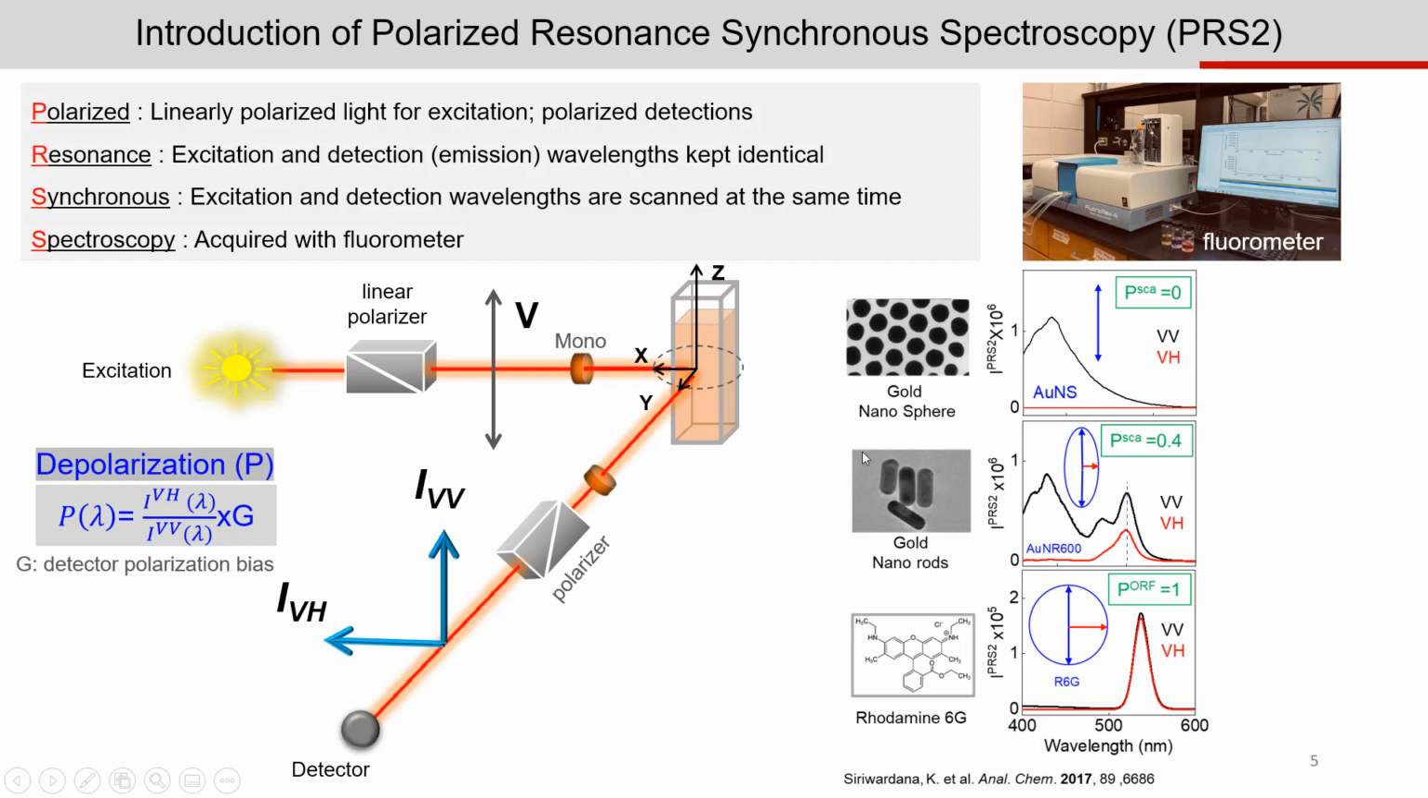If there is no depolarization like the spherical gold nanoparticles, the scattered light will be picked up by VV, and no detectable intensities will show up in the VH spectrum. If the scatterer is rod-like, like the gold nanorods, the light will be partially depolarized. Then the depolarized photons will be picked up by the VH. Therefore, the scattering depolarization can provide information about the particle geometry.